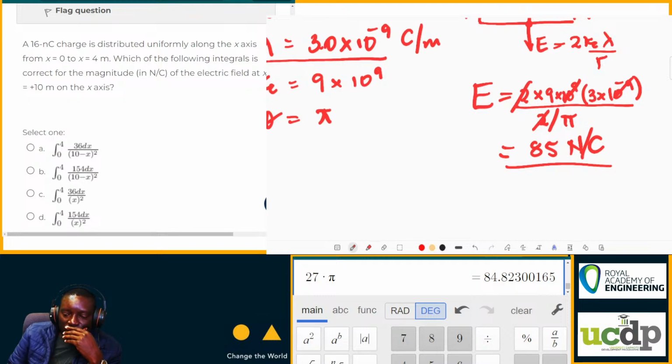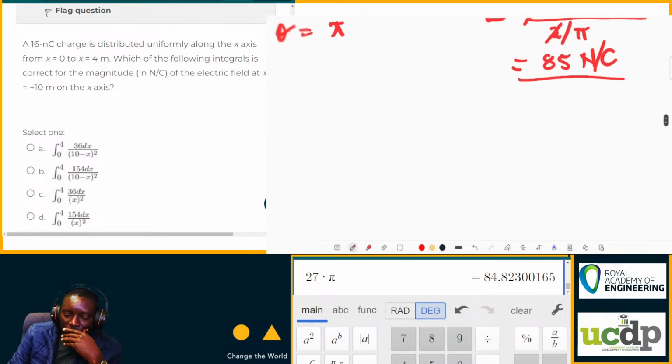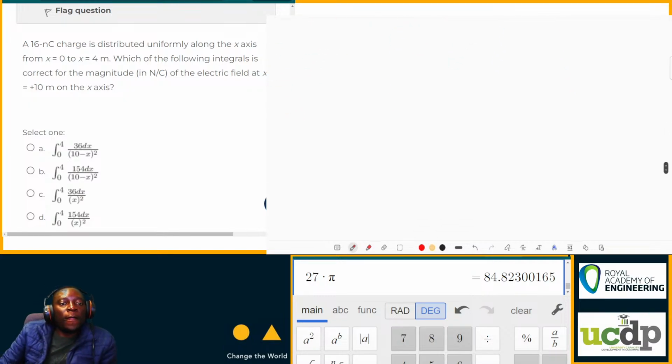So the next part, I don't think there are calculations there. Anyway, this question is more of an analysis of the expressions that we would get from the continuous charge distribution. And for this question number 21, a 16 nanocoulomb charge distributed uniformly along the x-axis from x equals 0 to x equals 4, similar to the type of questions that we had when we started. Which of the following integrals is correct for the magnitude in newtons per coulomb of the electric field at x?